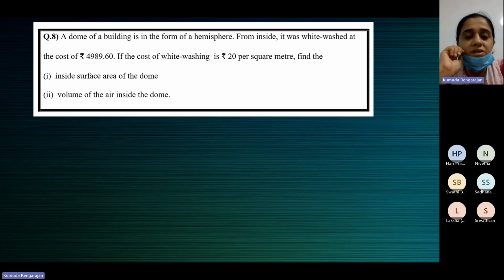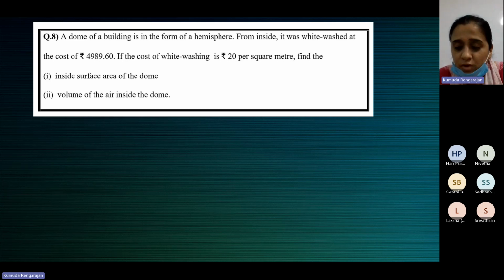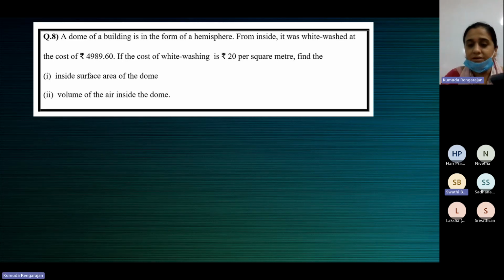So somebody online tell me what is the CSA of the dome? It is 249.48. Yeah, repeat, Swati. 249.48. Yeah, correct. 249.48 meters square. Very good. So that is the curved surface area, the inside surface area. So CSA of the dome.